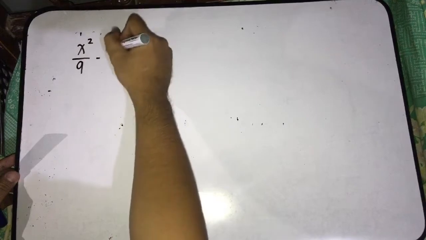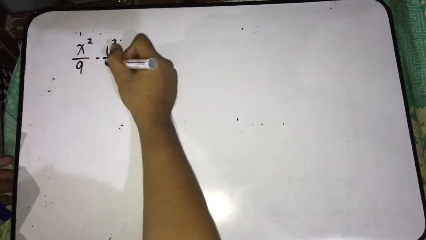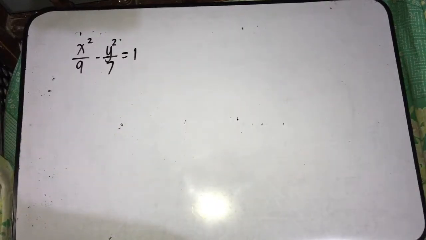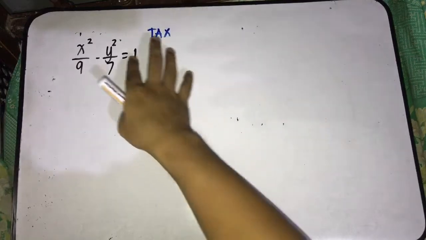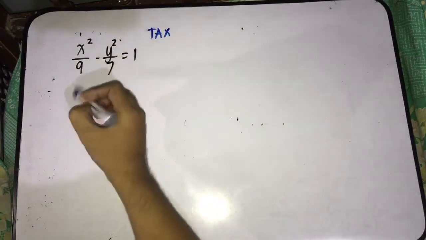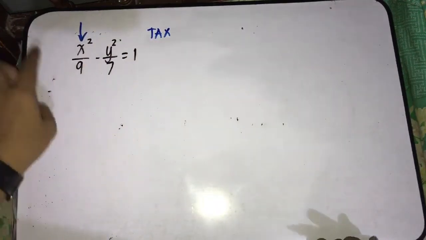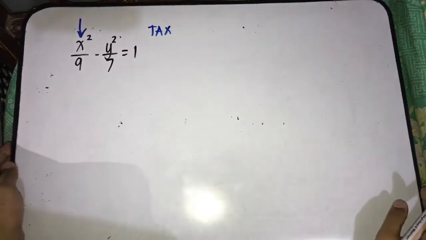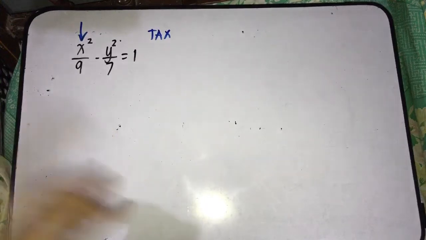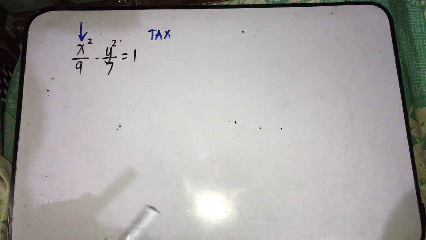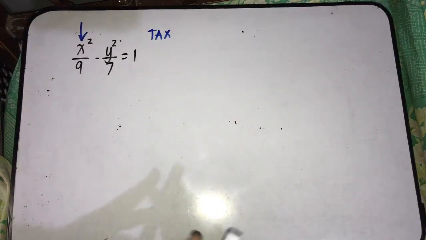x squared over 9 minus y squared over 7 is equal to 1. In this case, since x squared over 9 is positive, we will be saying that this is transverse axis x, or the transverse axis is horizontal since x squared over 9 is positive. So do not be confused. Always remember that whichever is positive between x squared and y squared, that will always serve as the transverse axis or our major axis. And our conjugate axis now will be the y-axis.